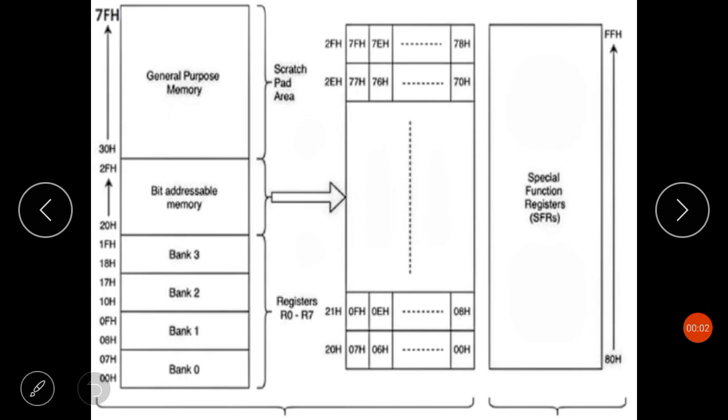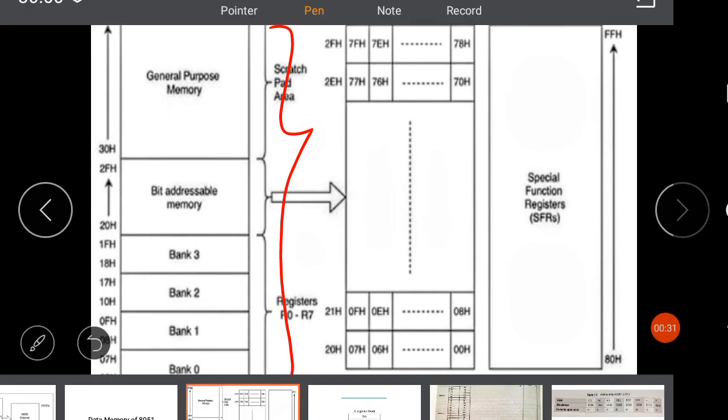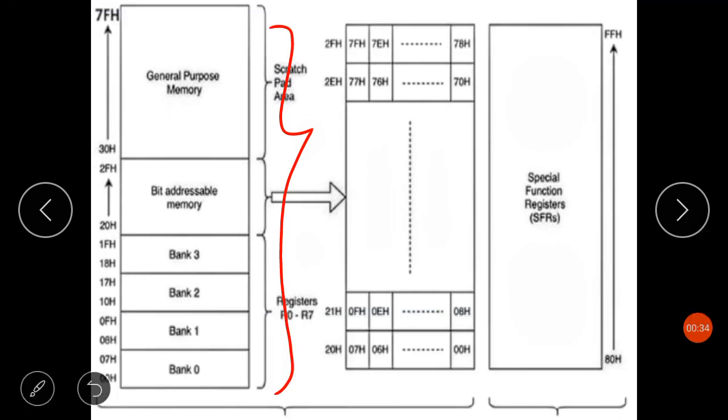Hello students. In the last lecture I was discussing the memory organization of 8051 microcontroller. I discussed the program memory organization and started the data memory organization. In data memory organization I told you that 8051 microcontroller has 128 bytes of on-chip RAM, and this 128 bytes is further divided into three parts.